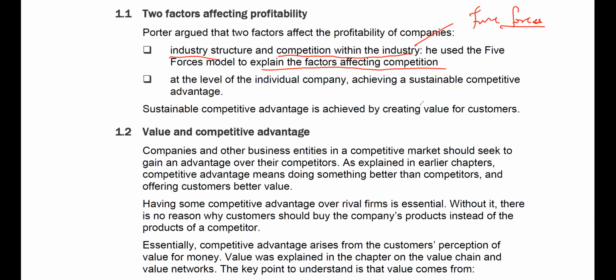And also, after looking at the industry, you must simmer down to the level of the individual company and look at how to achieve sustainable competitive advantage, right? How do you create value for customers, even at the expense of what?